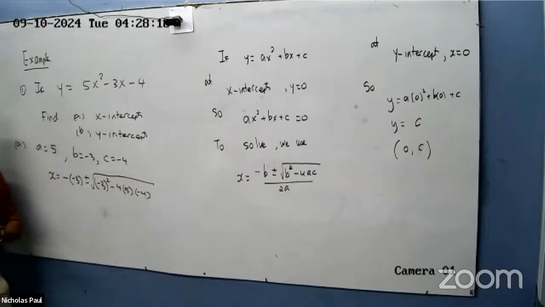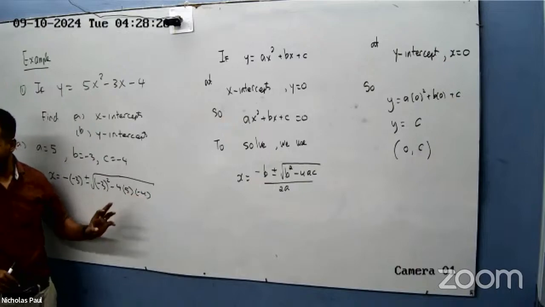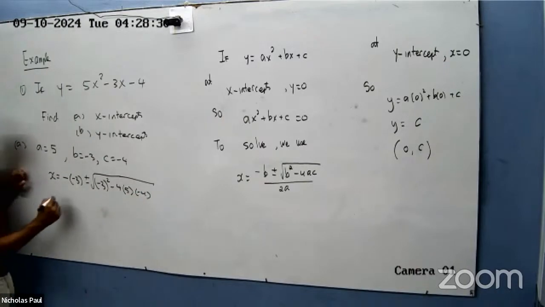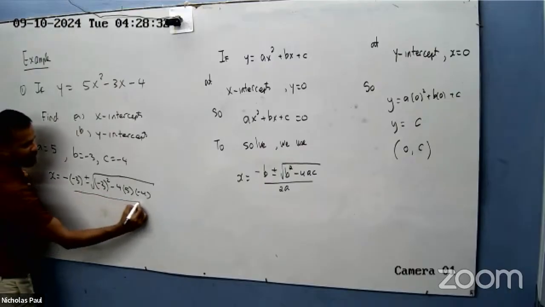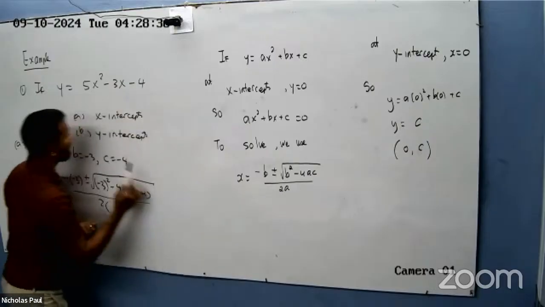You'll notice every time I make a substitution, I use brackets, right? I don't want the error of writing 5 minus 4 and I write minus and I write positive 1. Take your time, right? Every time you make a substitution, put a bracket. 2 by a, and a is 5.